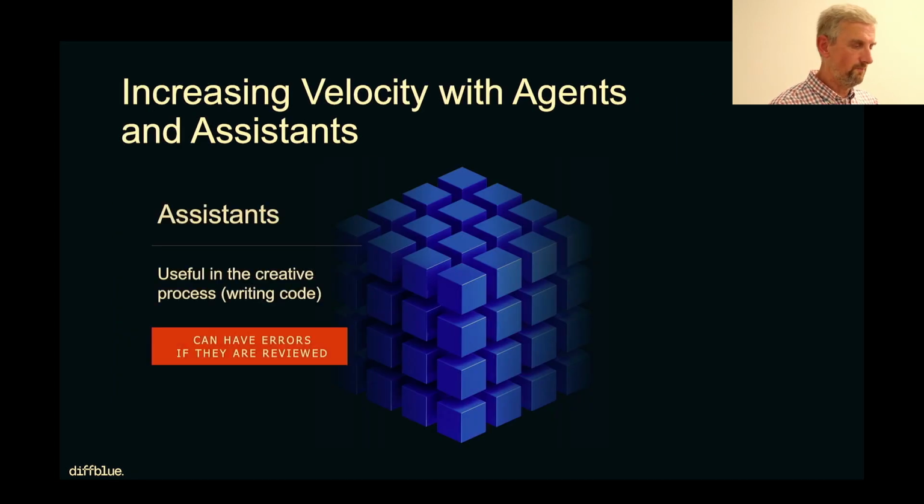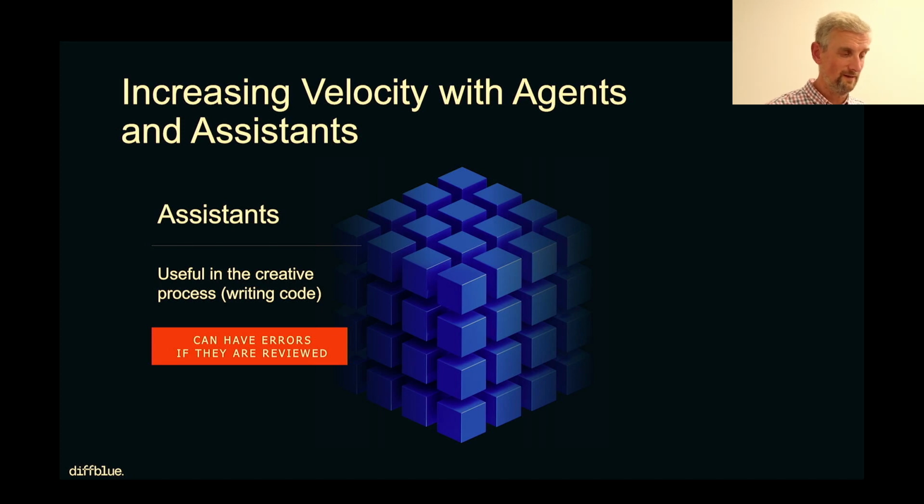Now, this is re-emphasizing the point. Assistants are useful in that creative code writing process. And in a sense, it doesn't matter if they have errors, as long as they can be reviewed. But you must not underestimate the cost of that review. I've used ChatGPT and Copilot to write some algorithms, and there have been very, very subtle bugs in the algorithms, which has taken me a long time to find and a long time to fix. And sometimes, the juice is not worth the squeeze.